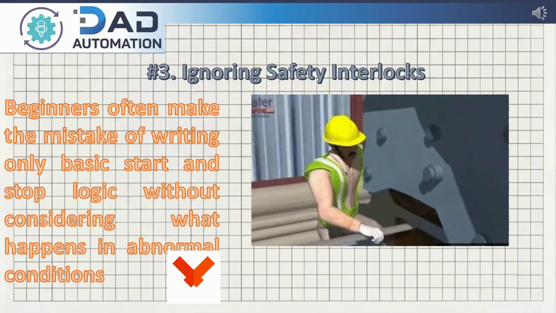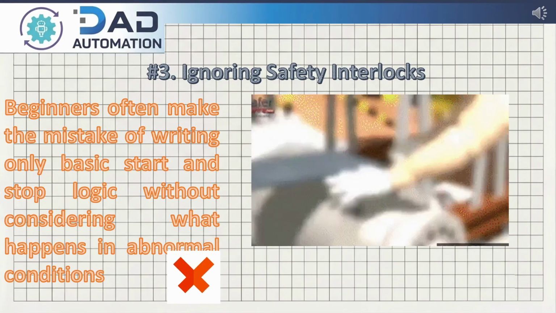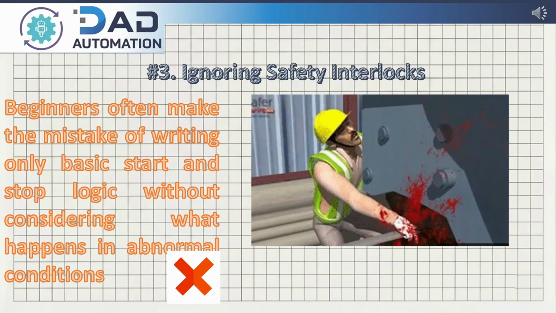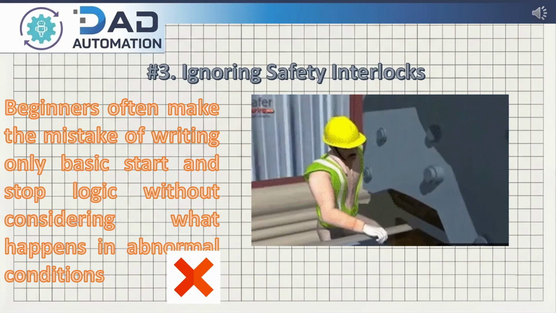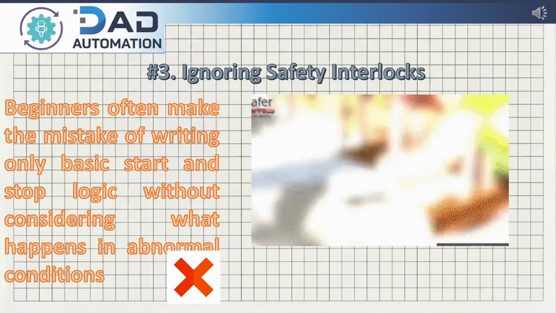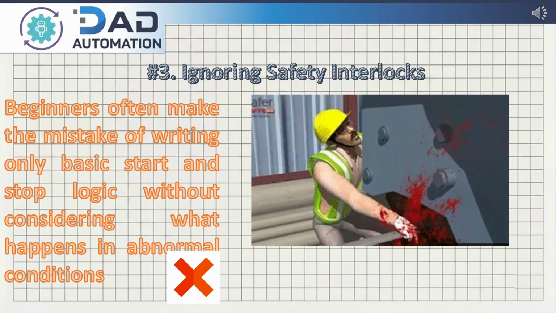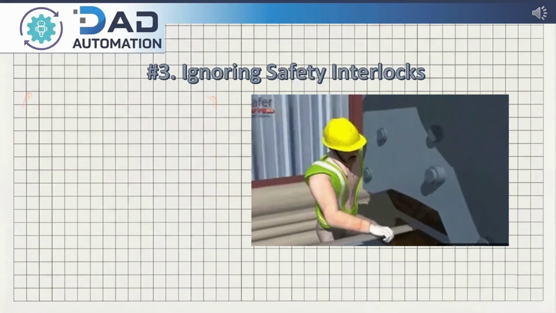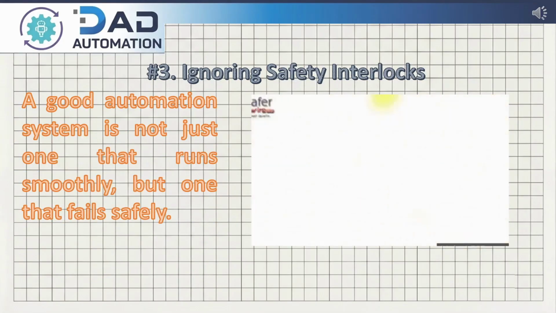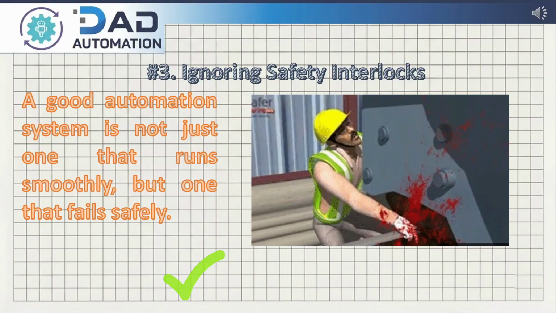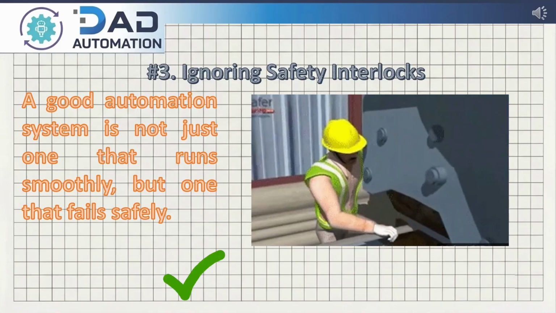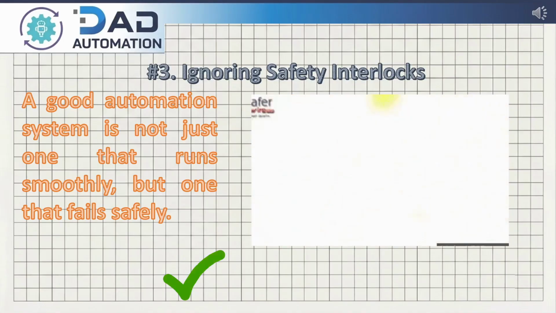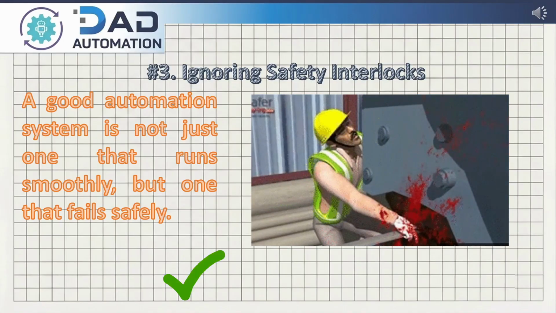Critical safety functions should also use hardware-based safety circuits whenever possible. Beginners often make the mistake of writing only basic start and stop logic without considering what happens in abnormal conditions like sensor failure, power loss, or communication errors. A professional PLC program always assumes that something can go wrong, and it is designed to handle those failures safely. Remember, a good automation system is not just one that runs smoothly, but one that fails safely. Never compromise on safety interlocks, because in real industrial environments, safety always comes first.